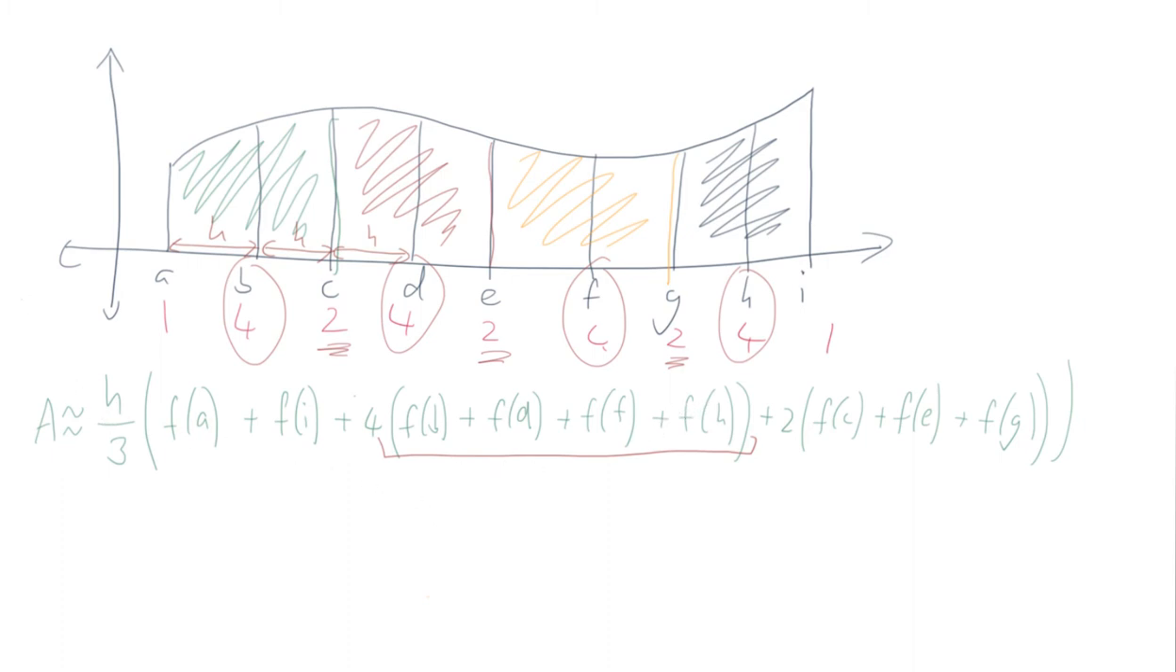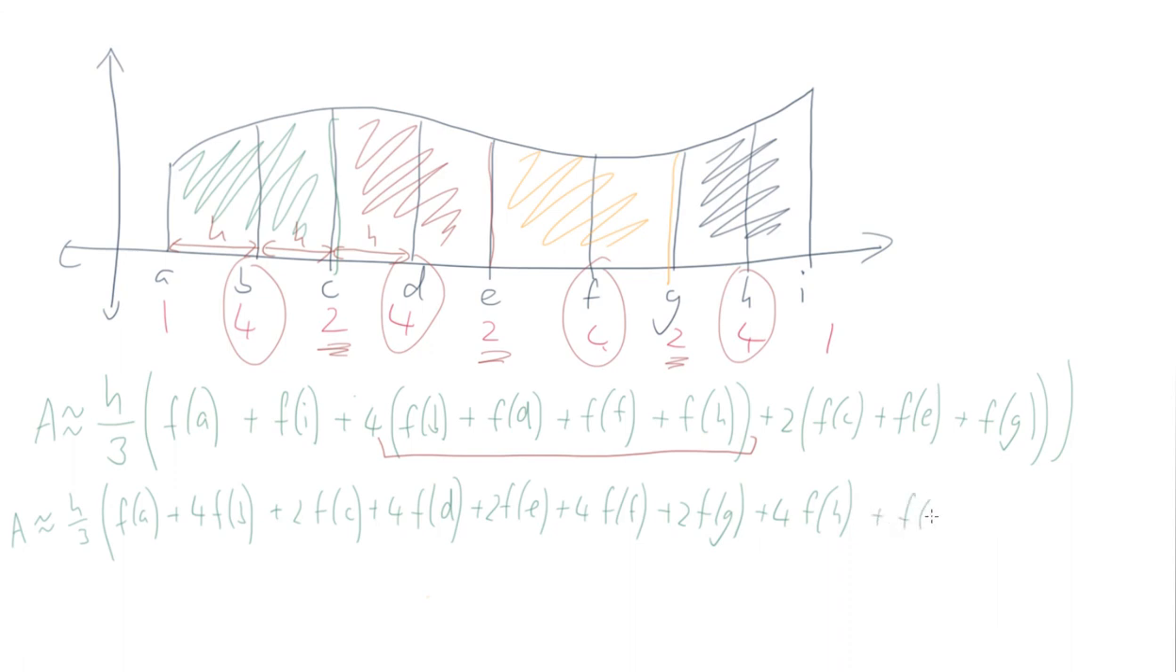Like I said, you could write it the other way, so you could say the area is approximately equal to h on 3 times: f of a there once, 4 f of b, 2 f of c, 4 f of d, 2 f of e, 4 f of f, 2 f of g, 4 f of h, and 1 f of I. I prefer this method, just because it saves me getting confused drawing this all out.